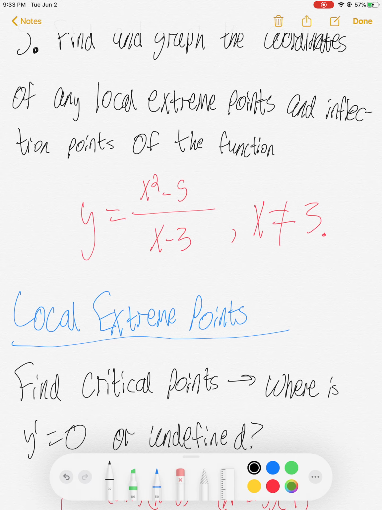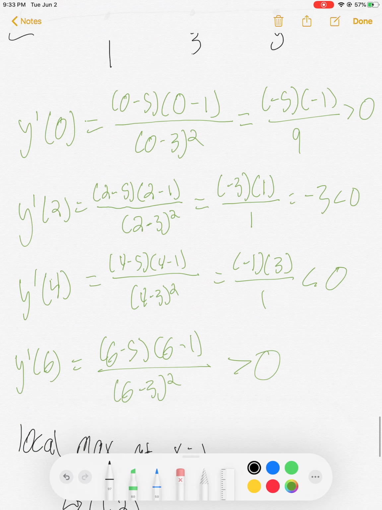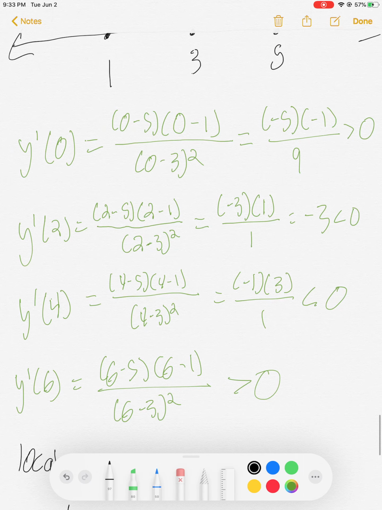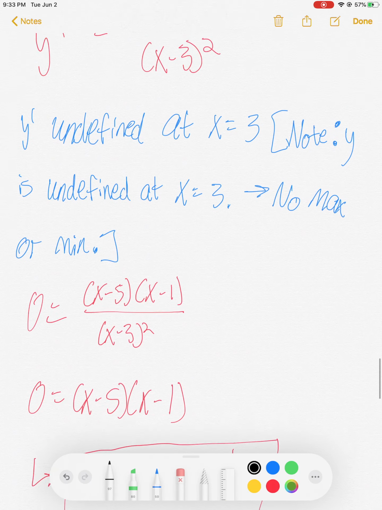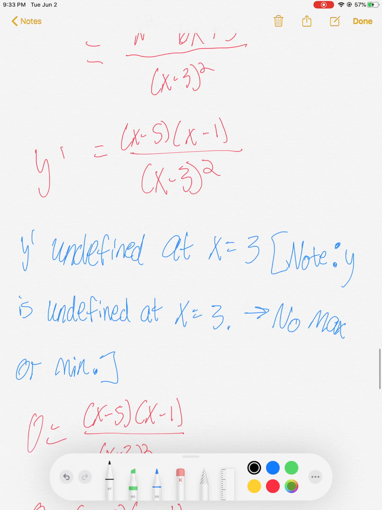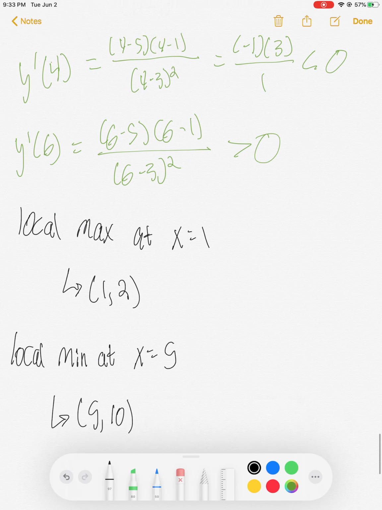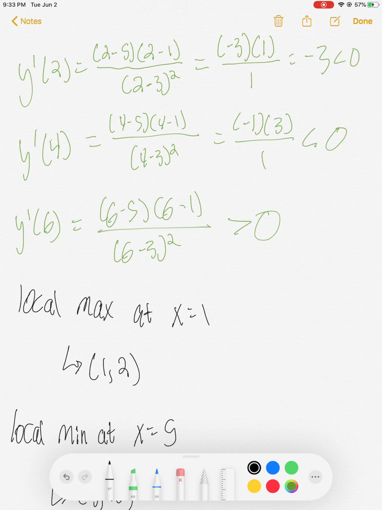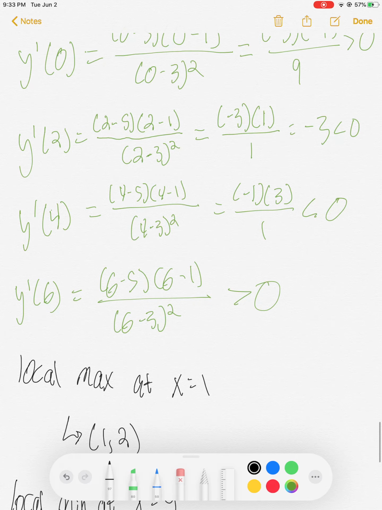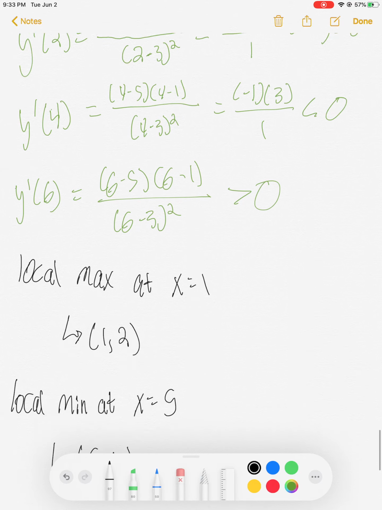5, 10, is that right? Hang on a minute. Something is fishy here. Because 5 squared minus 5, that is 20. 5 minus 3, something isn't right here. Let me look at y prime, x minus 5, x minus 1, negative.